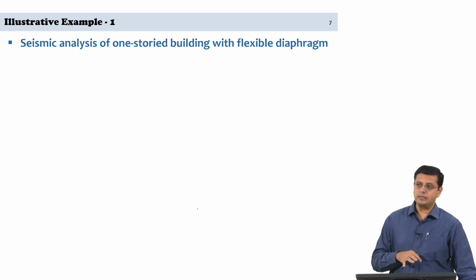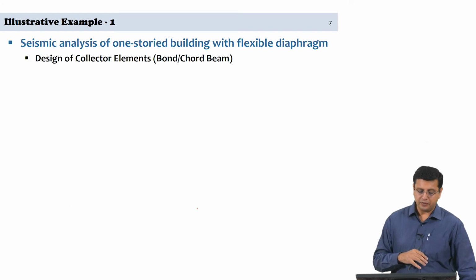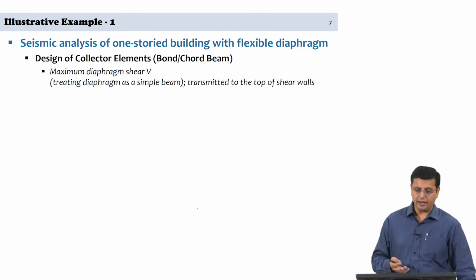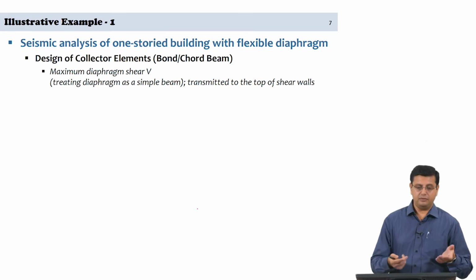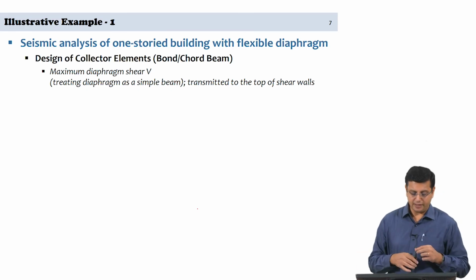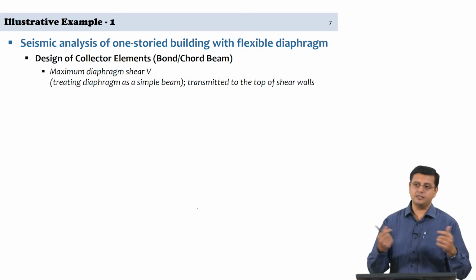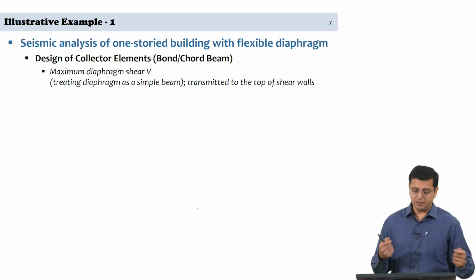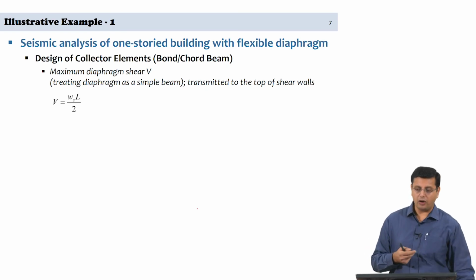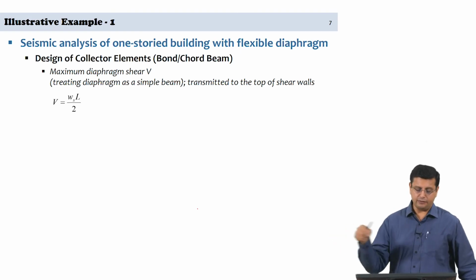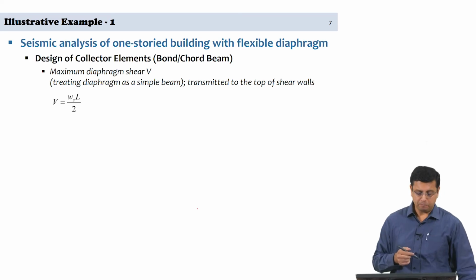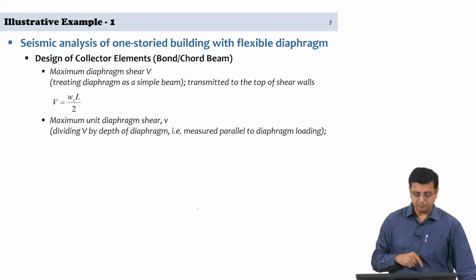So, that is as far as the chord beam design is concerned. Now, we will have to look at the maximum diaphragm shear. Again, we are basically treating the diaphragm as a simple beam, and this is the shear force which is transmitted to the top of the shear wall, which is nothing but the distributed force Ws into the length 15 meters divided by 2.